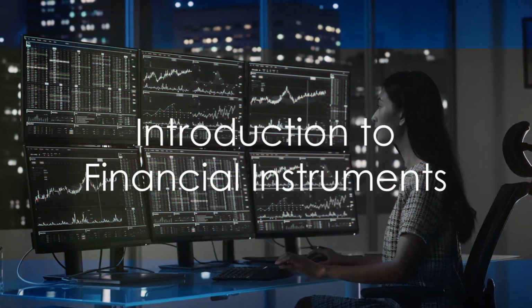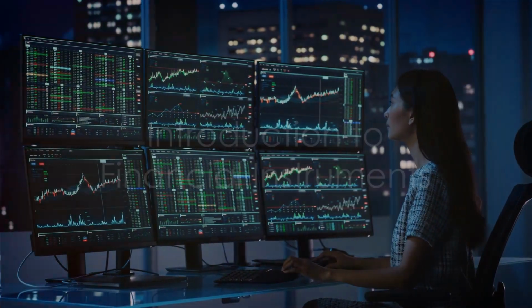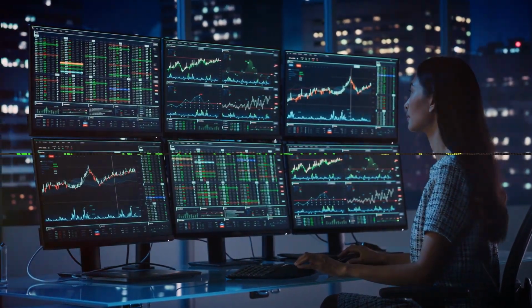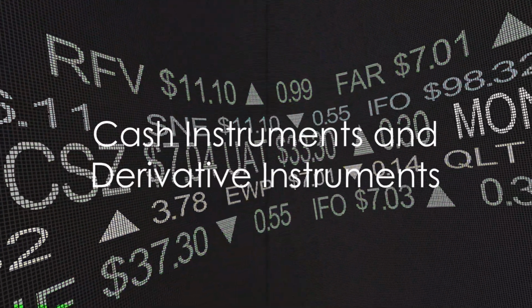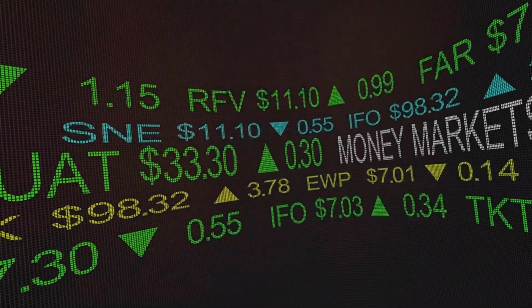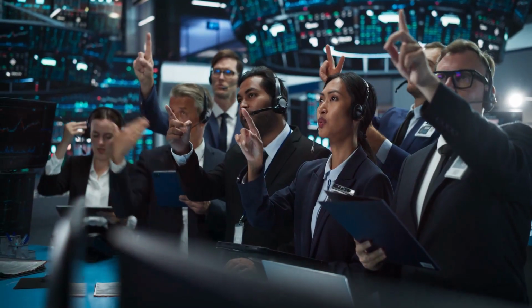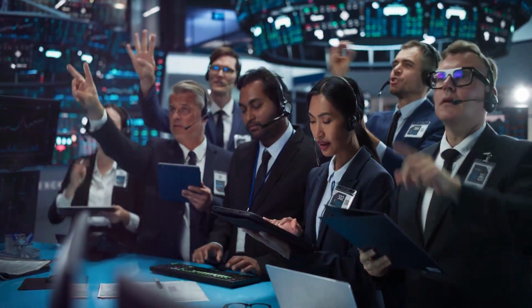Ever wondered what financial instruments are and how they work? Well, sit back and relax as we delve into this fascinating world of finance. Financial instruments can be broadly divided into two types: cash instruments and derivative instruments. Cash instruments are those whose values are directly determined by the markets.